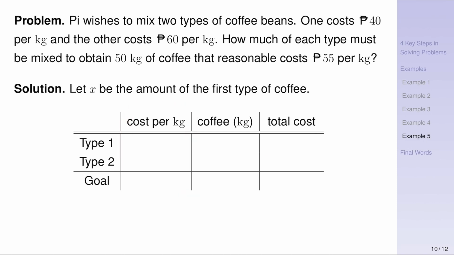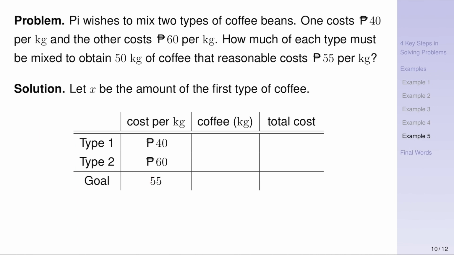Take note that for type 1, we are given that it costs 40 pesos. For the type 2, it costs 60 pesos. And our goal is that it costs 55 pesos. So we'll have the following out here, 40, 60, and I forgot, but there should be a peso sign. Let's fill in the third column.